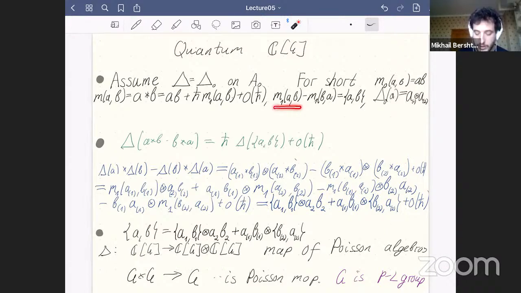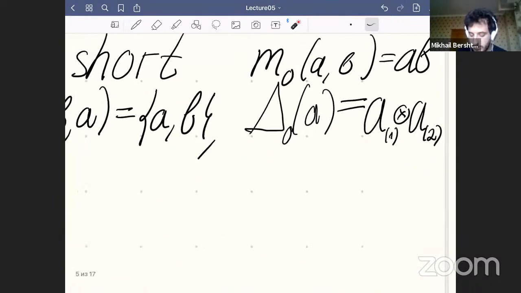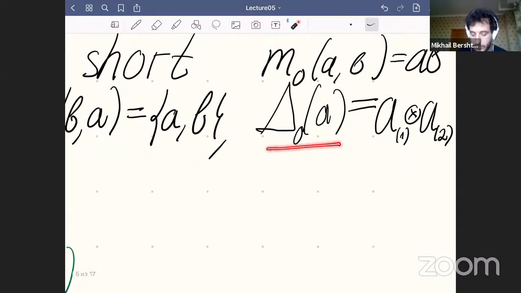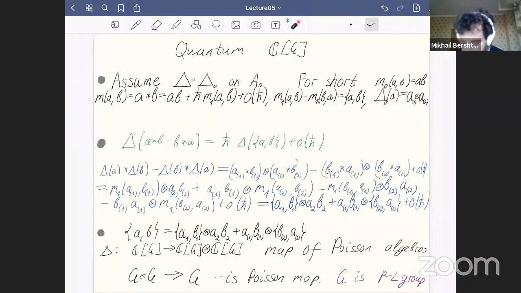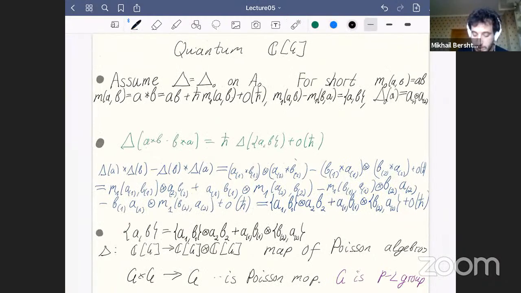And we have seen before that the commutator M1 of AB minus M1 of BA is a Poisson bracket on the algebra A0, which we actually deform. I also use some notation for the coproduct. Delta zero of A is A1 times A2. Maybe this is the first time I use such Sweedler notation, so it doesn't mean that it is actually a product, it's just a shortcut. So actually some summation is assumed here. Are there any questions about notations?